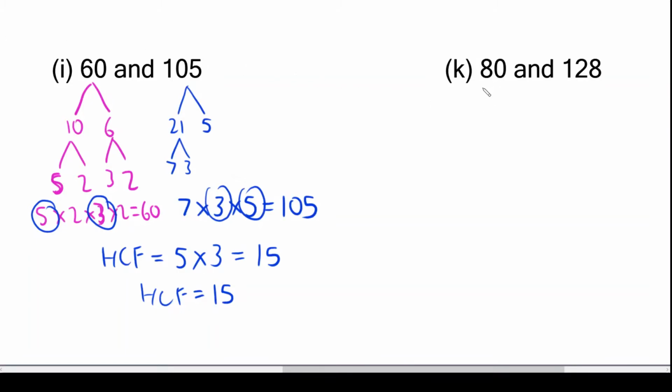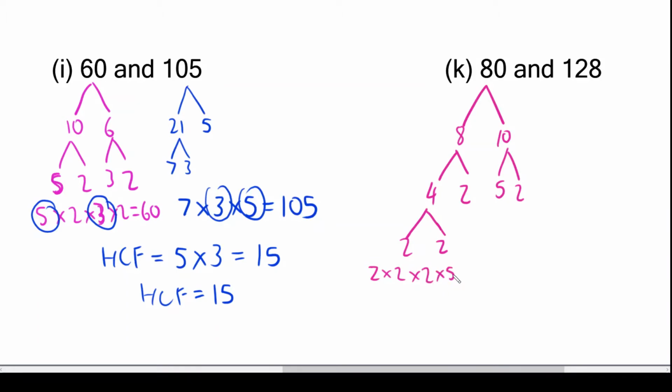80 and 128. So 80 is 8 times 10. And then we're going to have 4 times 2 and 5 times 2. And then 4 is 2 times 2. Okay, so we've got 2 times 2 times 2 times 5 times 2 equals 80.